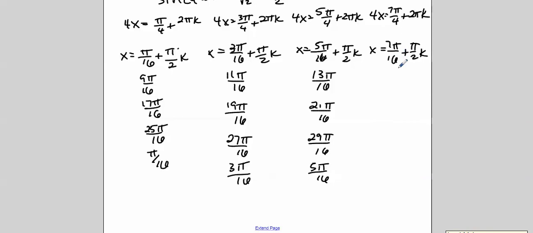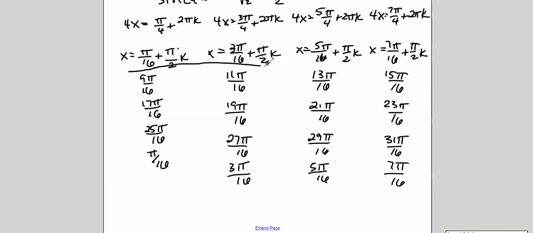Alright, 7 pi over 16 plus 8 pi over 16 is 15 pi over 16. Plus 8 pi over 16, 23 pi over 16. Plus 8 pi over 16, 31 pi over 16. And if you add 8 pi over 16 again, it gets to be too big, so we're just writing our original 7 pi over 16. So this equation actually did have 16 answers, as we predicted.